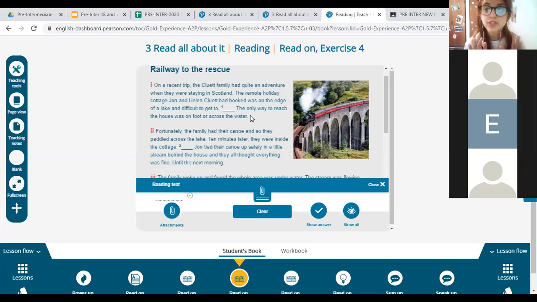Here we have the introduction to the story. We have a family. What is the surname of the family? Cluet. Good. Where are they going? Scotland. They're going in a remote cottage. What is something that is remote? Is it close or far away? Like remoto.